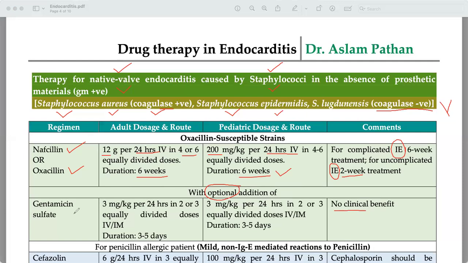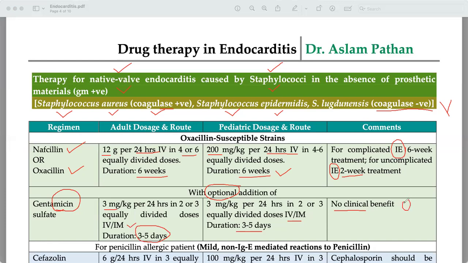Gentamicin sulfate: gentamicin is spelled micin, remember, gentamicin, it's not mycin. It's an aminoglycoside antibiotic. The adult dose is 3 milligrams per kg per 24 hours in 2 to 3 equally divided doses, intravenous or intramuscular. And the duration is only 3 to 5 days. The pediatric dose is also 3 milligrams per kg per 24 hours in 2 to 3 equally divided doses, intravenous or intramuscular.